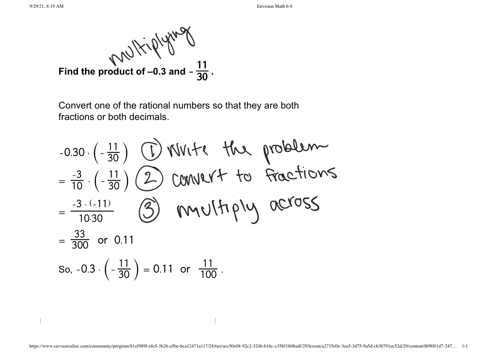And then you have to say, well, negative 3 times negative 11, 10 times 30 gives us a negative times a negative gives us a positive. Negative times a negative gives us positive, and 30 times 11 gives us 33. So that's how we got 33 here. Then we have 10 times 30, which gives us 300. So we have 33 over 300.